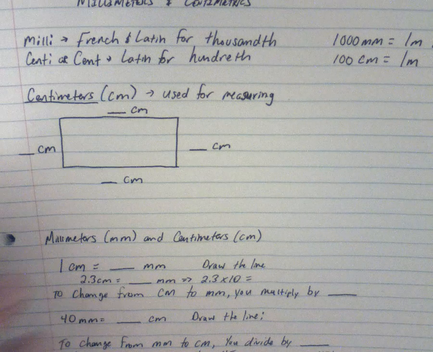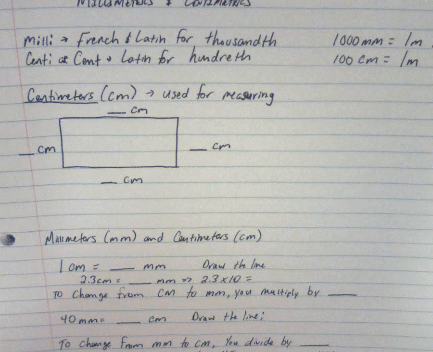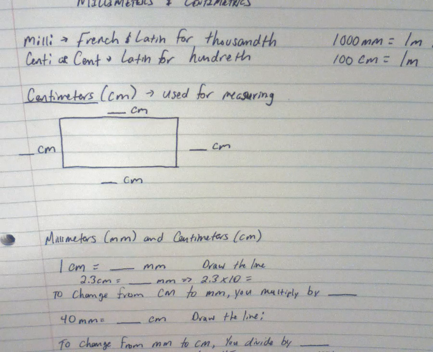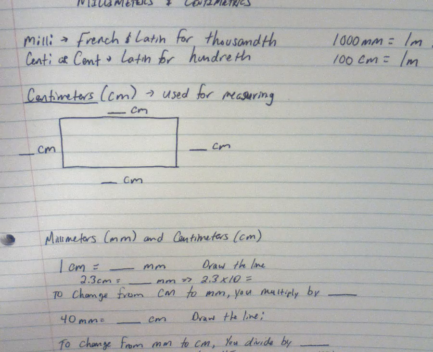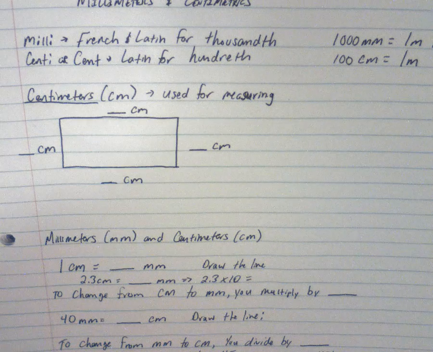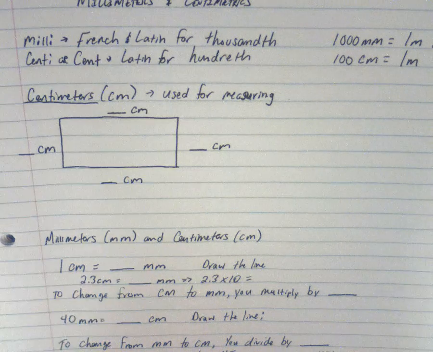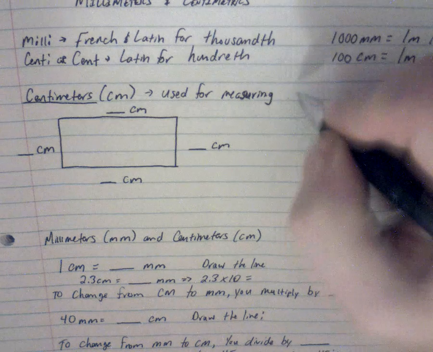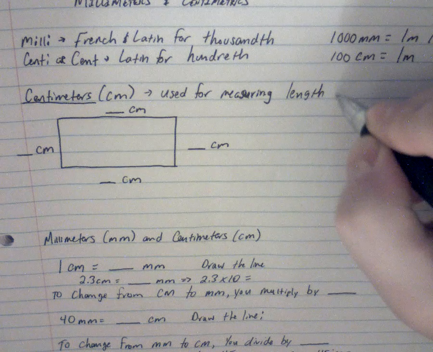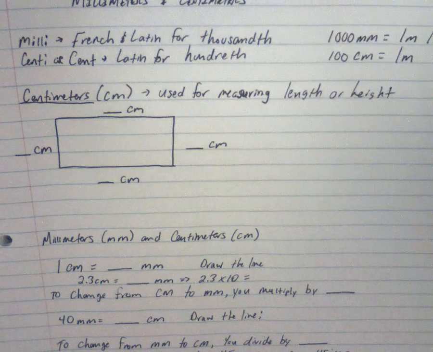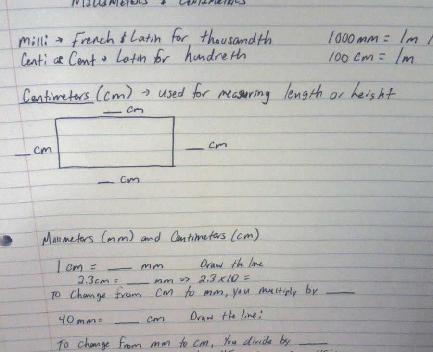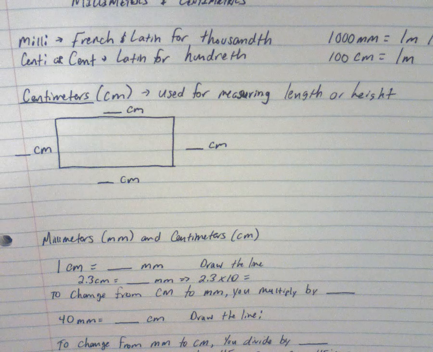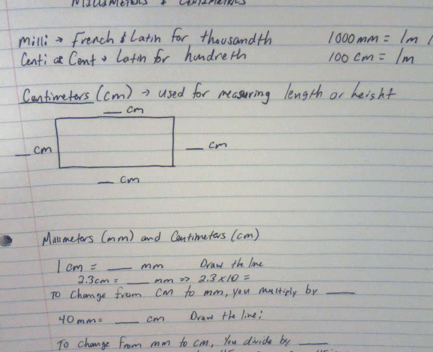These units of measurement are actually quite small. You have the meter, but it takes 100 centimeters to equal that 1 meter. So today we're going to look at centimeters and millimeters as well. Centimeters are used for measuring length or height. You can measure height with centimeters if it's a small structure. If it's something like the CN Tower, we're not going to measure that in centimeters. We're going to measure that in meters.